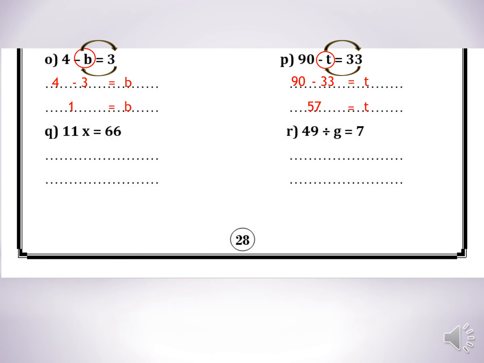In letter Q, I have 11x equals 66. Take the number to the other side with the opposite sign. So here I have a hidden multiplication, it will be divided by 11. So x equals 66 divided by 11. So x equals 6. In letter R, I have 49 divided by g equals 7. So here the g comes after the division sign. So I will switch. So 49 divided by 7 equals g. 49 divided by 7 equals 7, so g equals 7.